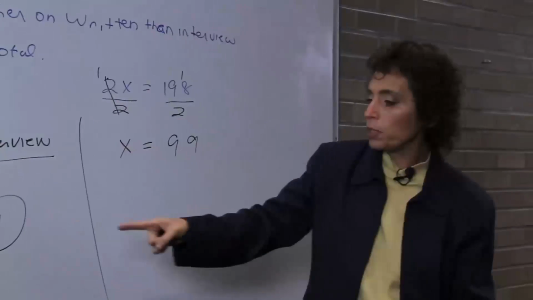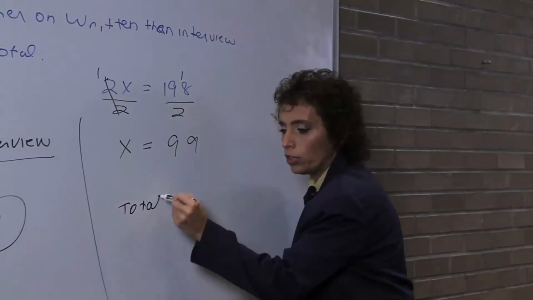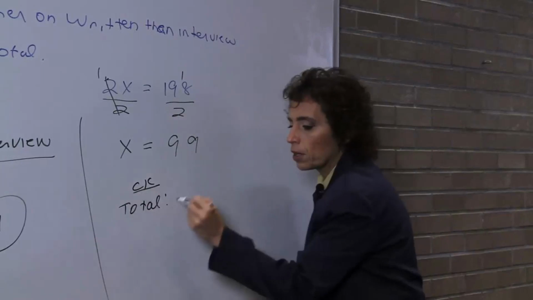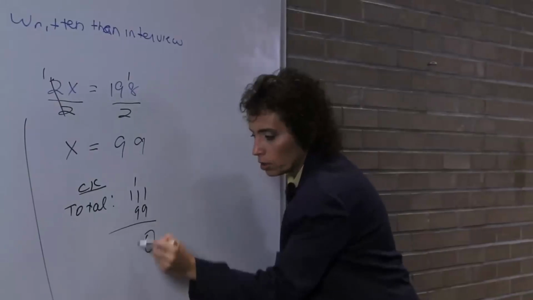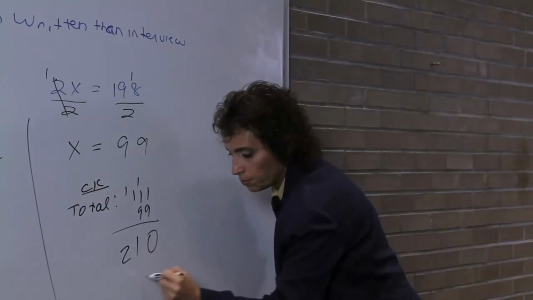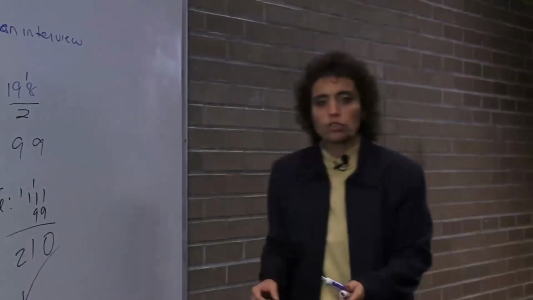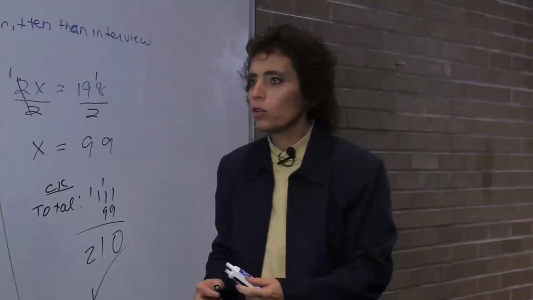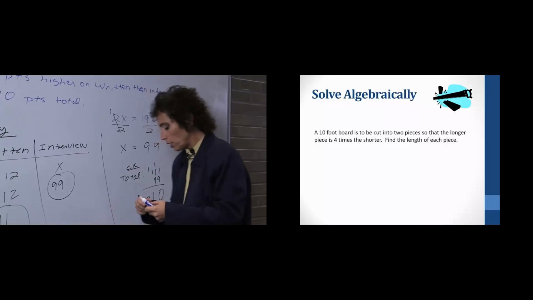And her total is supposed to be 210. If you don't believe me that this is 210, watch. Total: 111 plus 99, 210. So it checks out. So that's the check. So it's pretty simple. All right, ready? One more. Here we go. I'm going to let you do this one from scratch, and then we'll look at it together.